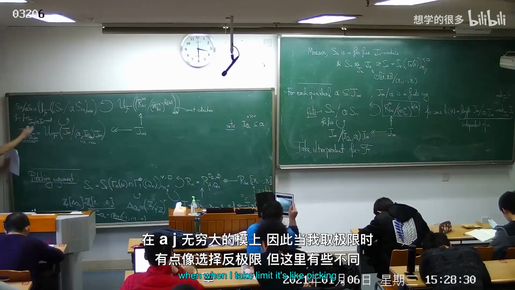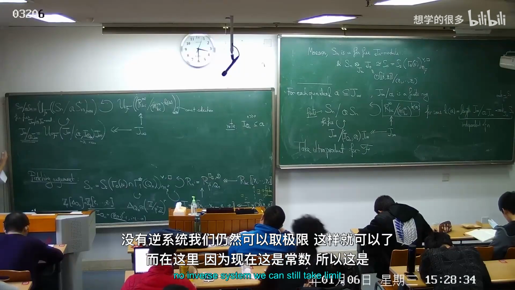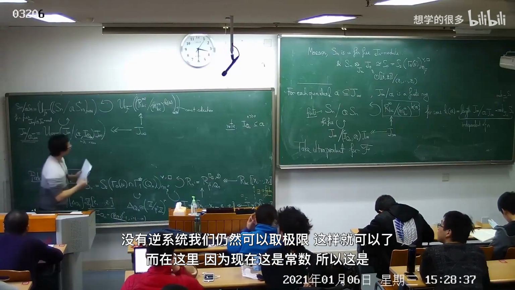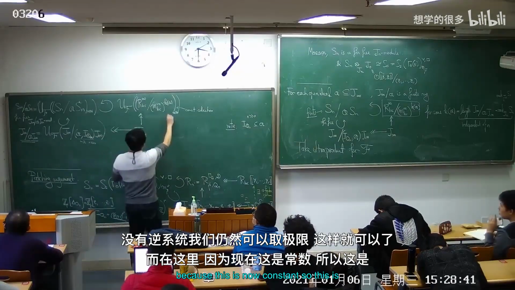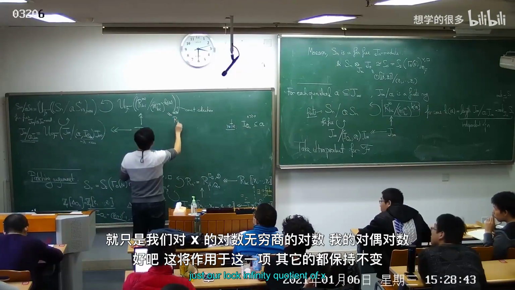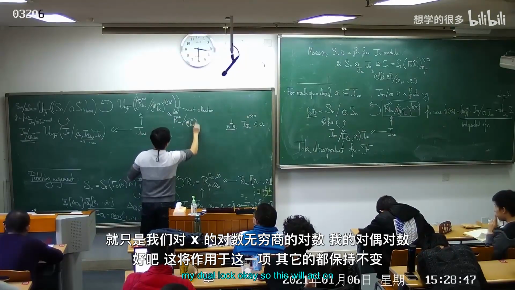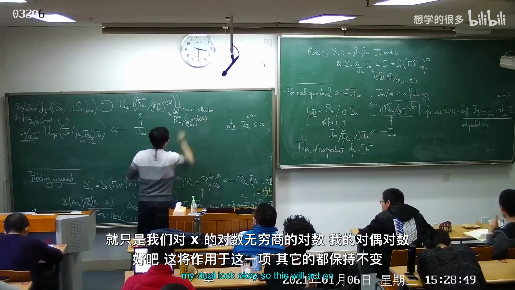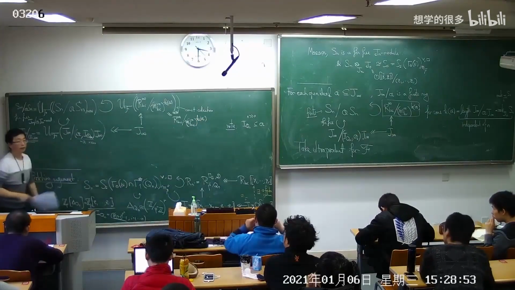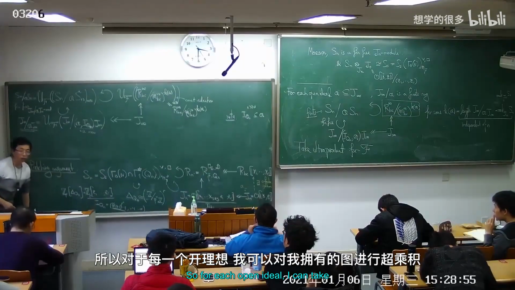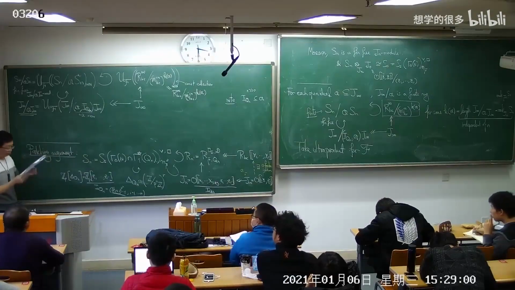So somehow when I take the limit, it's like taking an inverse limit, except there's no inverse system. We can still take the limit. Okay, so that's that. Whereas over here, because this is now constant, this is just R log infinity quotient by my maximal ideal log Ka. This will act on this one, and everything else stays.